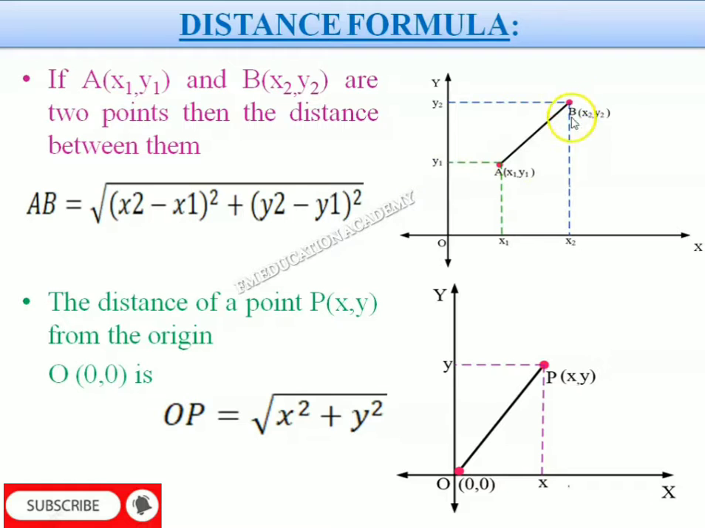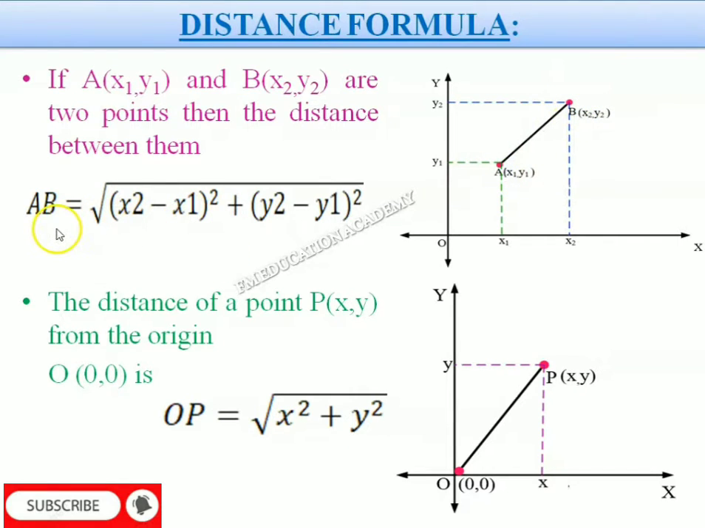Similarly, if I extend this B to the x-axis, it is meeting at x2. If I extend this B to the y-axis, it is meeting at y2. So I can say B is x2, y2 and A is x1, y1. So I have the coordinates of A and B. Now I want to calculate the distance between this A point and B point. What is the distance between this A point and B point?